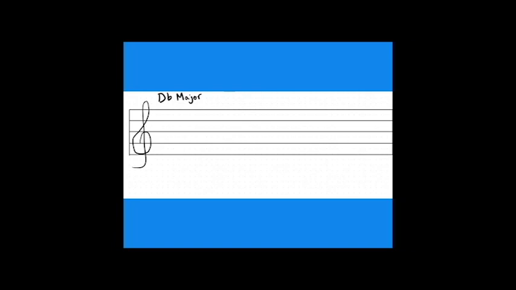Let's practice with one more example. So we're in D flat major, and D flat is do in D flat major. And then we're going to count up until we find fa. So do, re, mi, fa. So G flat is fa and the final flat.